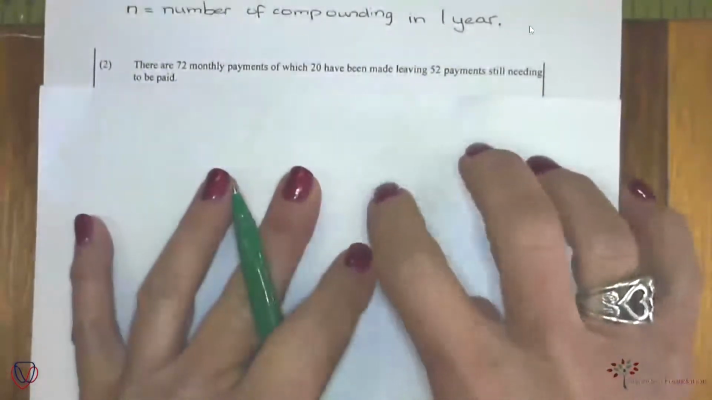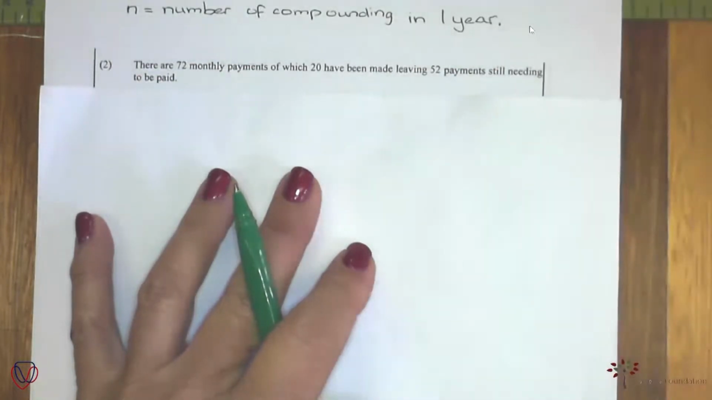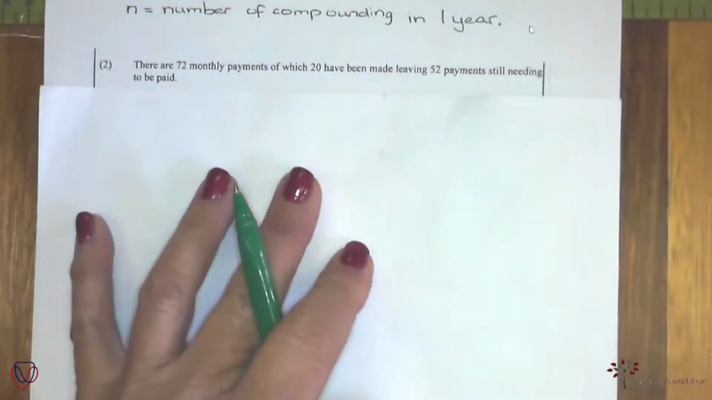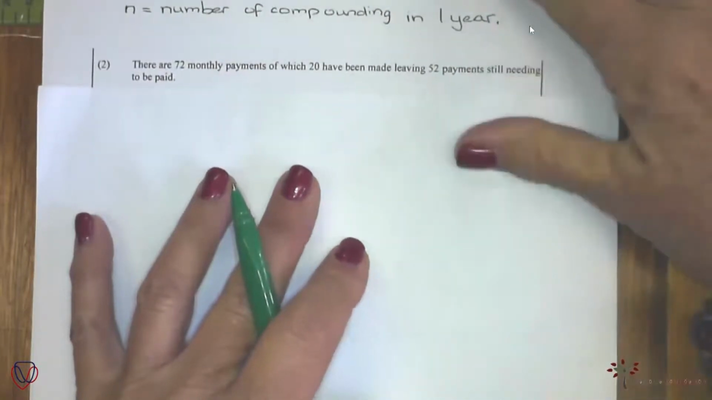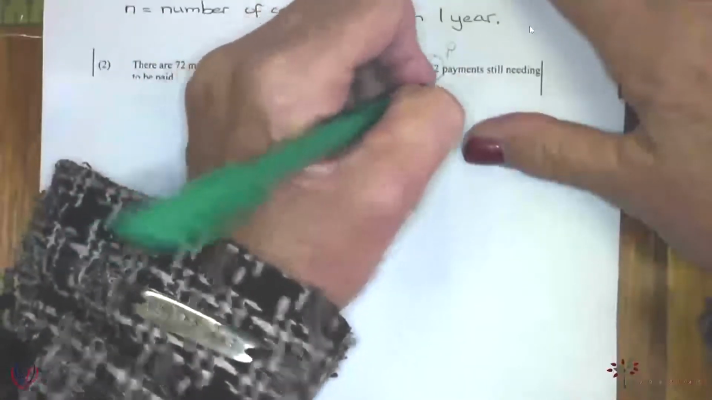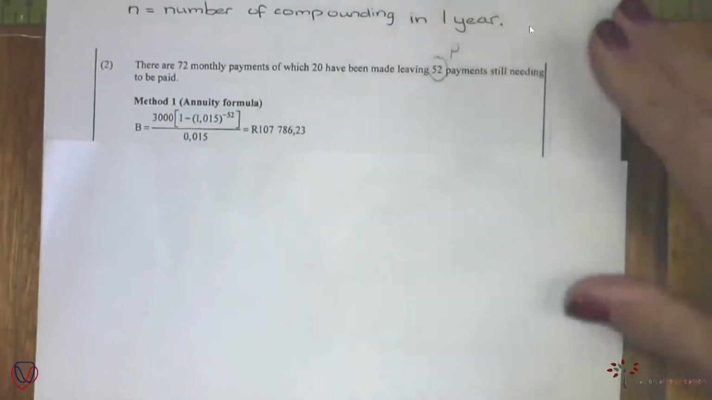People, if you can pay off the whole car after 20 months, then you are going to save quite a lot of money. Now let's have a look. If you want to determine what you still owe, you're going to use the P formula and you're going to work with the payments left, 52. It's the P formula, and you work with the payments left.